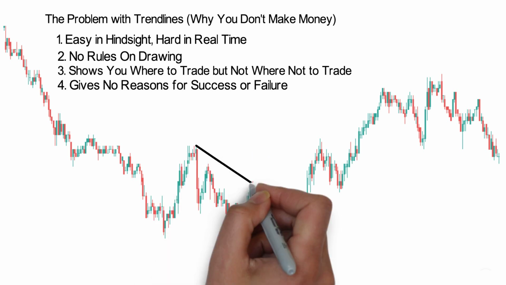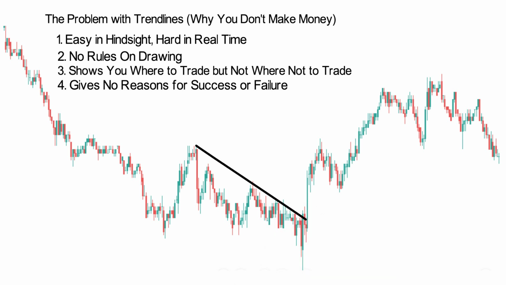So let's draw this trend line back here again so we can see what I'm talking about. So it's easy to see that after the fact. You know where to trade, you know where not to trade. But why didn't you draw it at this angle here?